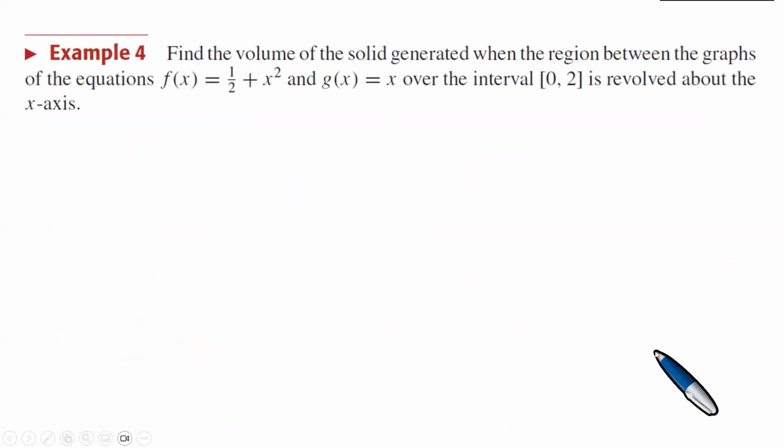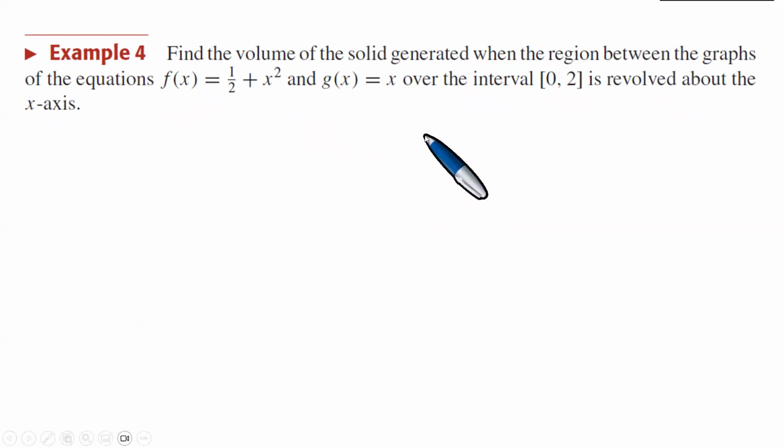Okay, let us just do an example on the method of washers so that we quickly move to the other methods of finding the volume as well. Now, find the volume of the solid generated when the region between the graphs of the equations f of x equals 1/2 plus x squared and g of x equals x over the interval 0 to 2 is revolved about the x-axis.